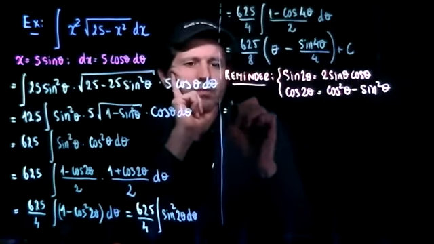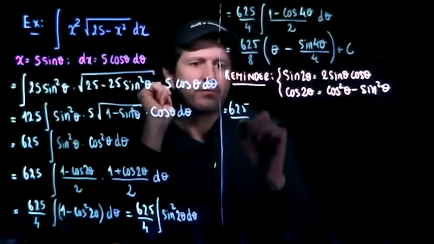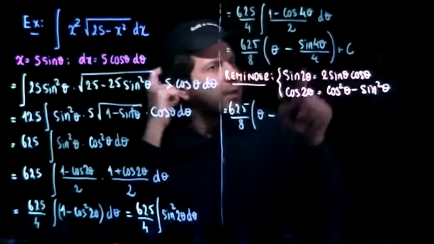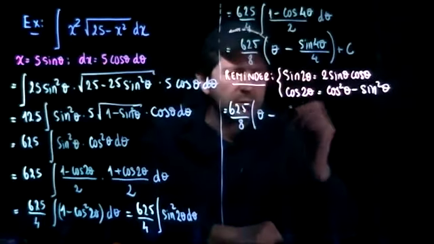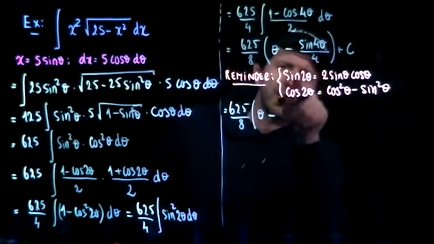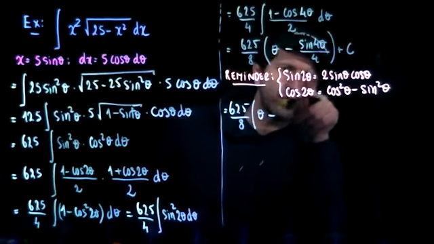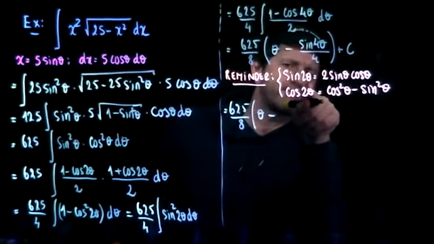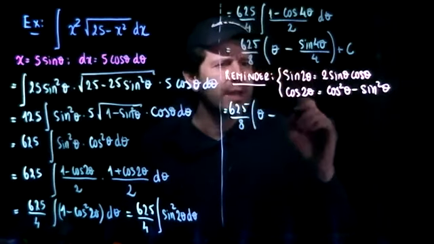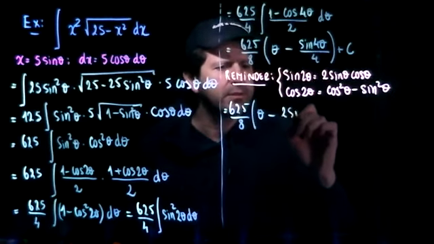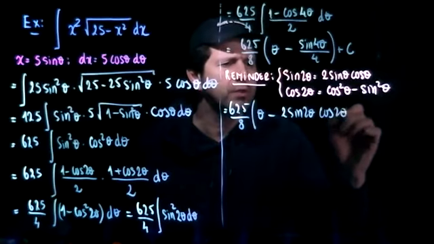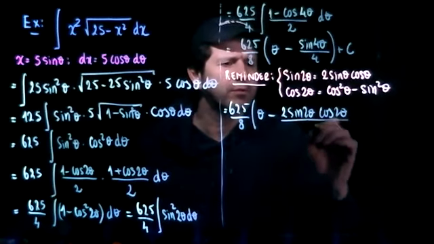Okay, equals 625 over 8 times theta minus. Now, okay, I'll do the over 4 after. So sine 4 theta is the same thing as sine of 2 times 2 theta. So I could use this identity and write it as 2 times sine 2 theta cos 2 theta. Of course, all this over 4.